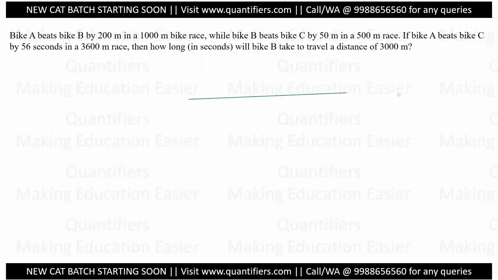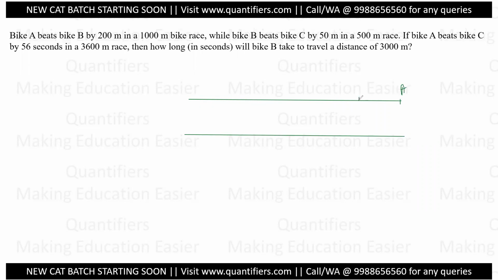So what is the basic concept involved? When we talk about linear races, if I say that A is beating B by 10 meters and B is beating C by another 10 meters, I cannot take that A will beat C by 20 meters. That is a wrong assumption. You cannot add distance.